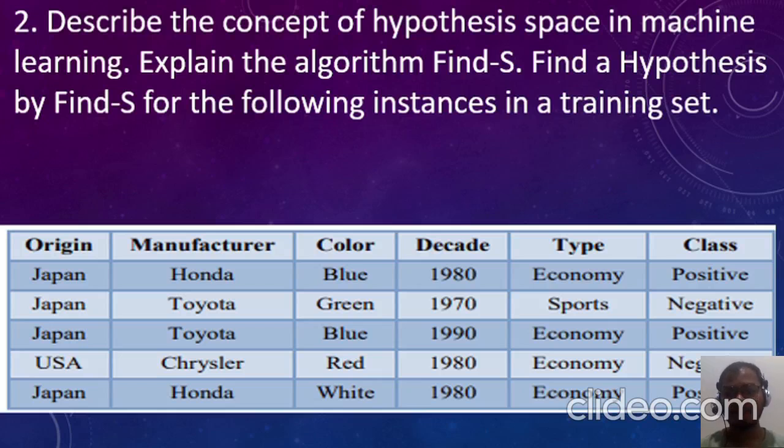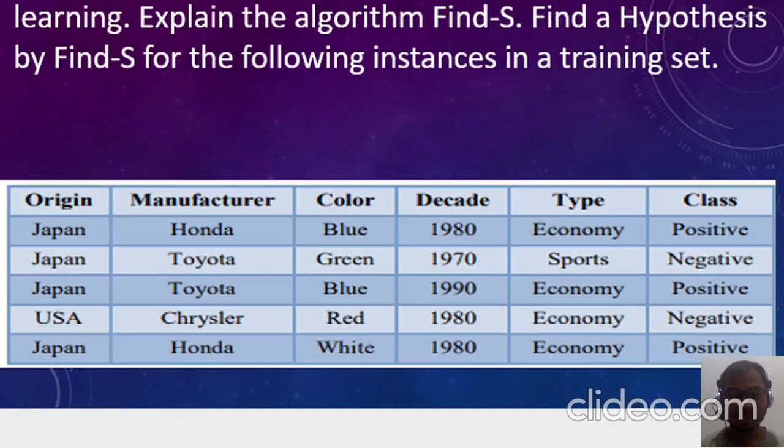Specific hypothesis space in machine learning. Describe the component of hypothesis space in machine learning. Explain the algorithm Find-S. Find a hypothesis by Find-S for the following instances in a training set. This is the table of the training set.